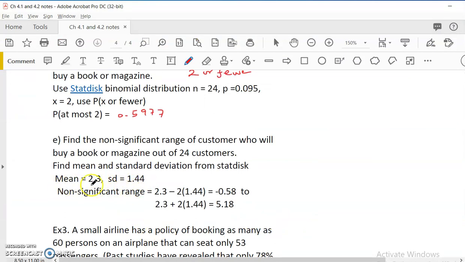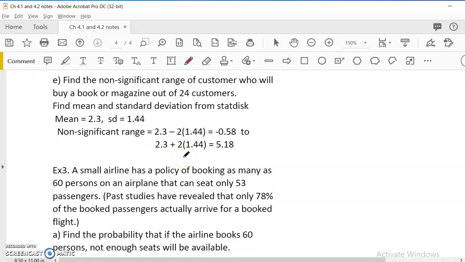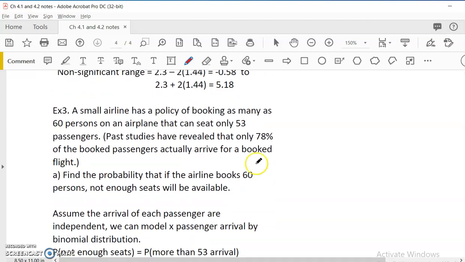The non-significant range will be from the mean minus 2 standard deviations to the mean plus 2 standard deviations. That means from negative 0.58, so 0 is not surprising, up to only 5.1. So 5 customers buying is not surprising. It can happen by chance, but more than 5 is almost unlikely to happen. So this is very useful for you to gauge what is usual.